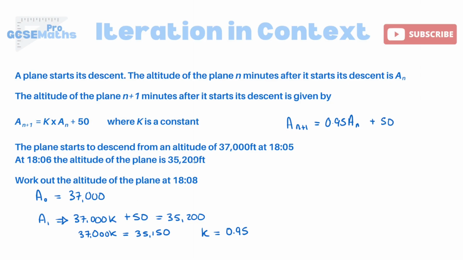Okay, let's go back to the question. We want to know the altitude of the plane at 1808. Now, we could start with 37,000 if that makes more sense to you, but we've technically already found out that the next minute, A1, is 35,200. So I'm probably just going to go from there. A2 is kind of hard to keep track of, so if you want to write it, that one's 1805, this is 1806, and this is then 1807, so we need to do two more. So A2 would be 0.95 multiplied by the previous answer, which was 35,200, plus 50.